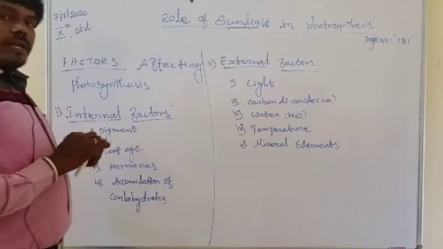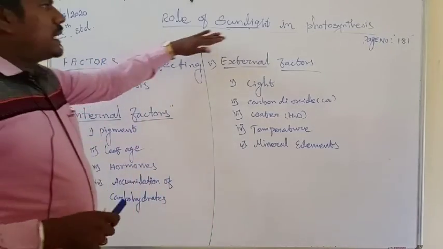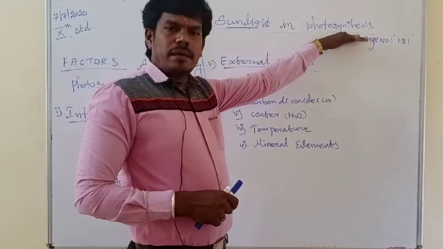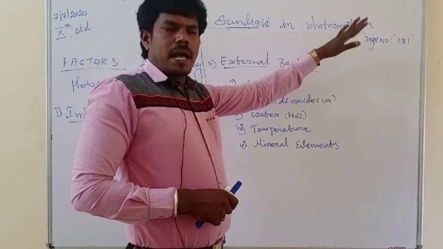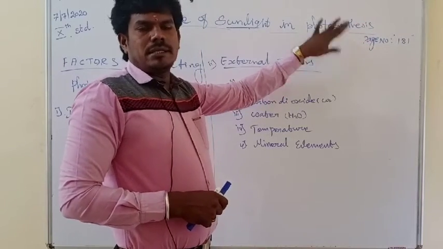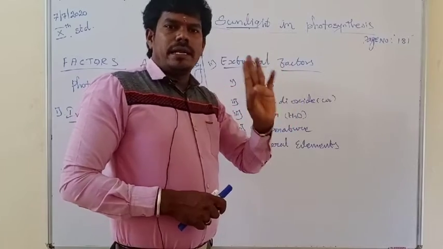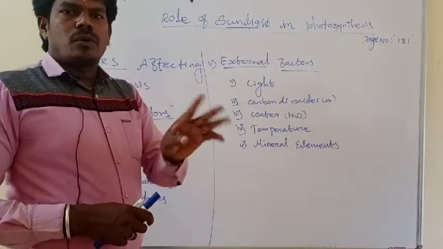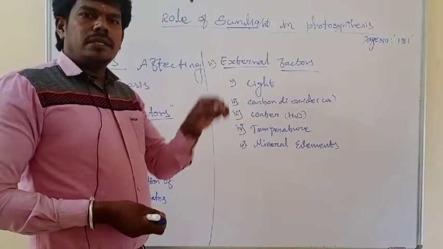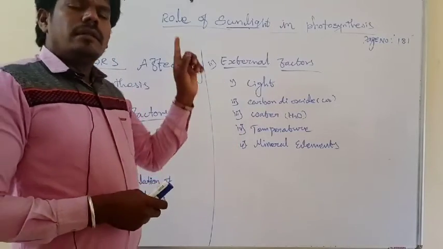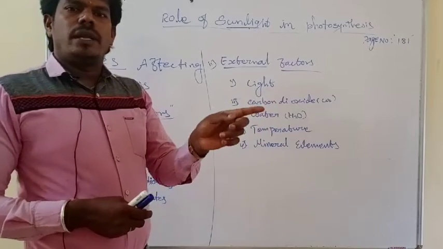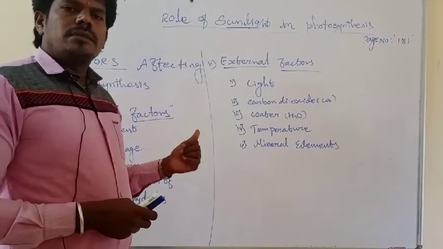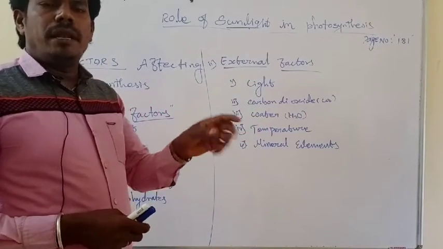Let us quickly revise today's session. The role of sunlight in photosynthesis. Photosynthesis takes place inside a chloroplast. It has two kinds of reactions, dark reaction and light reaction. The light reaction takes place in the thylakoid membrane of the chloroplast. The dark reaction takes place in the stroma of the chloroplast. The light reactions were first discovered by Robin Hill. The dark reactions were first discovered by Melvin Calvin.